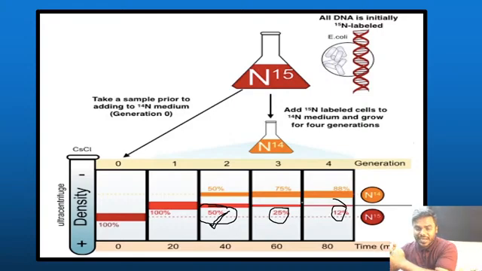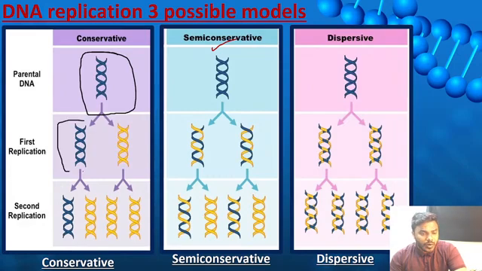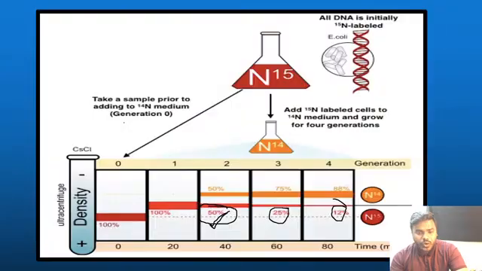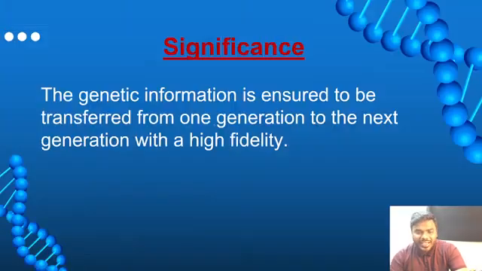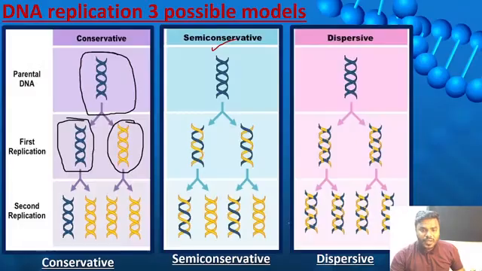Every time it is getting repeated. Suppose we have to disprove. For example, try to understand if it is a conservative model. What did I say to all of you about the conservative model? Entire parental DNA is preserved and it is going to be converted into daughter strand. Now you tell me, do you observe anything like that? We never observed the entire parent strand giving rise to the daughter strand. It is not possible.